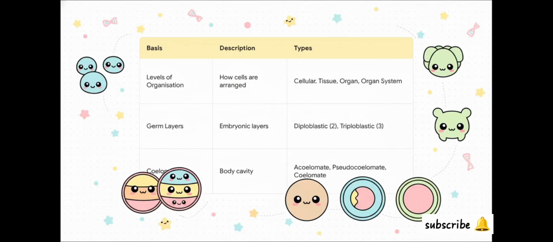Now, this table right here, this is basically our core toolkit for classification. Just look at those three key rows. First, we check the level of organization. Are we talking about a simple collection of cells, or are we dealing with full-blown organ systems? Next, we look at the embryonic germ layers. Is the animal built from 2 layers, making it diploblastic, or 3, which makes it triploblastic? And last but not least, we look for a special body cavity called a coelom. This checklist is going to be our guide for the rest of this journey, so keep it in mind.